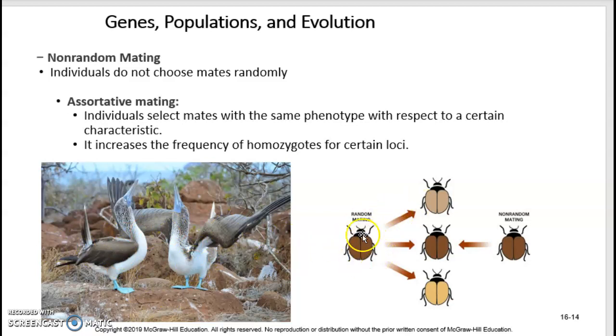So, for example, this beetle right here, if it would have the same chance of mating with any one of these other beetles of different colors, then that would be random mating. But if this beetle would only mate with other beetles of the same color, then that is non-random mating. Does that make sense? I think I said that wrong. This one's random, this one's non-random.